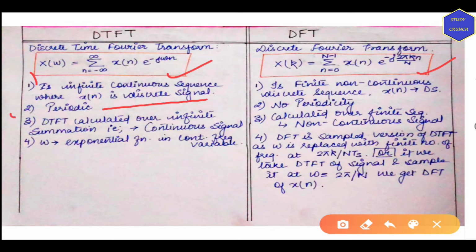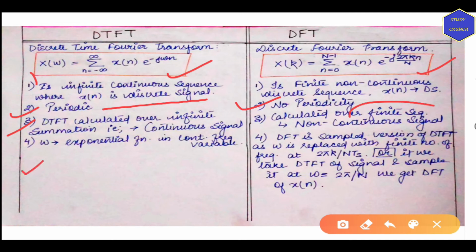Then DTFT is a periodic signal, while DFT doesn't have periodicity. DTFT can be calculated over infinite summations, that is a continuous signal, so we can take n number of summations. But the calculation of DFT is not the same. We have to calculate it over a finite period of time, so a finite sequence is required.